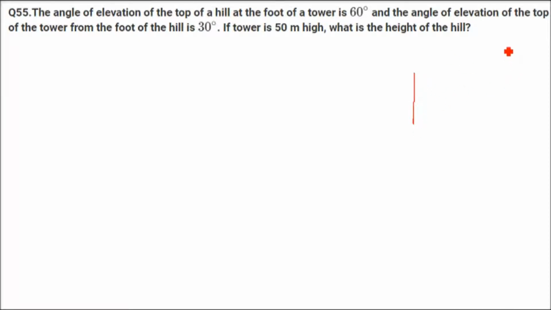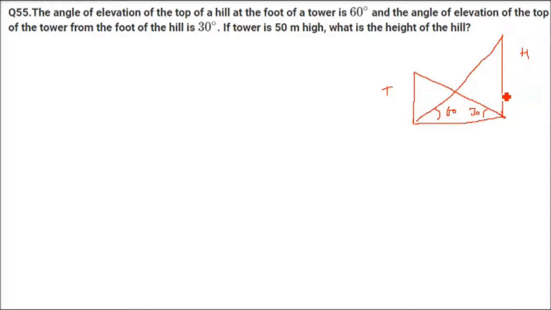So one will be smaller, of course, and one will be the higher one. So the angle of elevation of the top of a hill at the foot of the tower, from here to here, it is 60 degree. And the angle of elevation of the top of a tower from the foot of the hill is 30 degree. So I'm assuming that this is tower and this is hill.